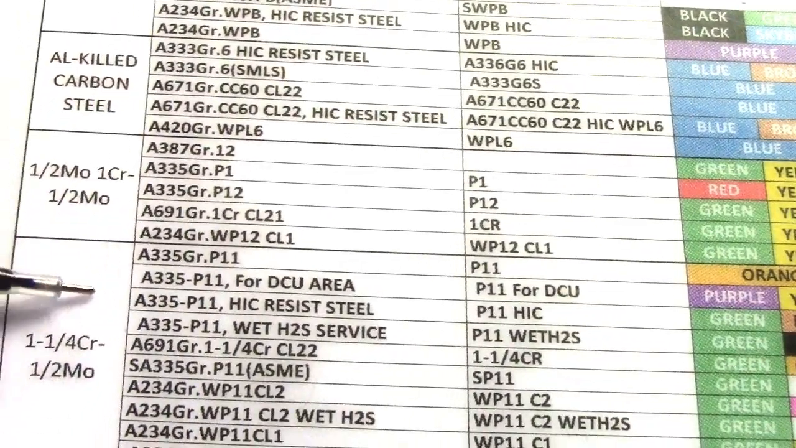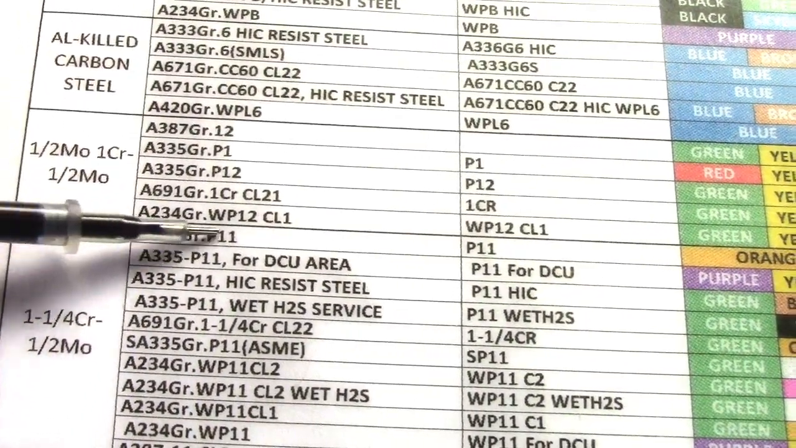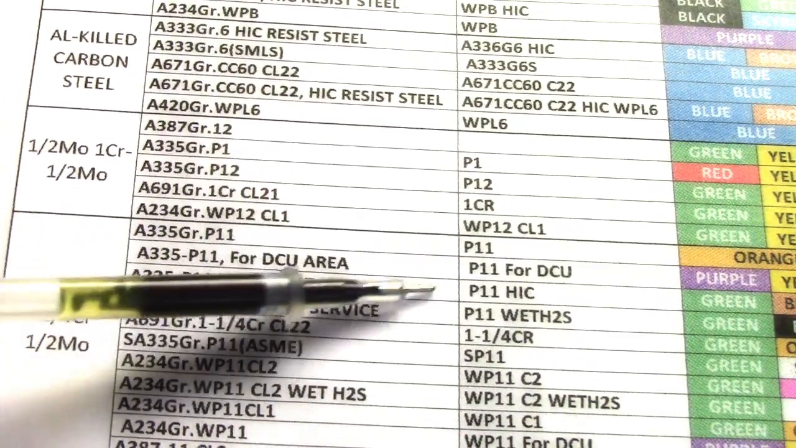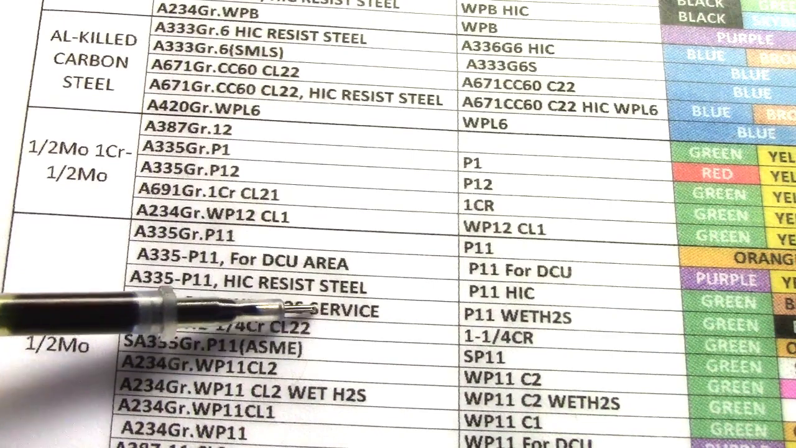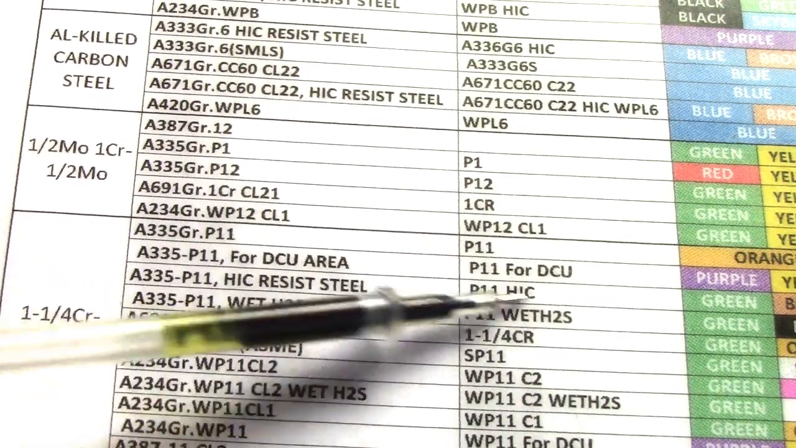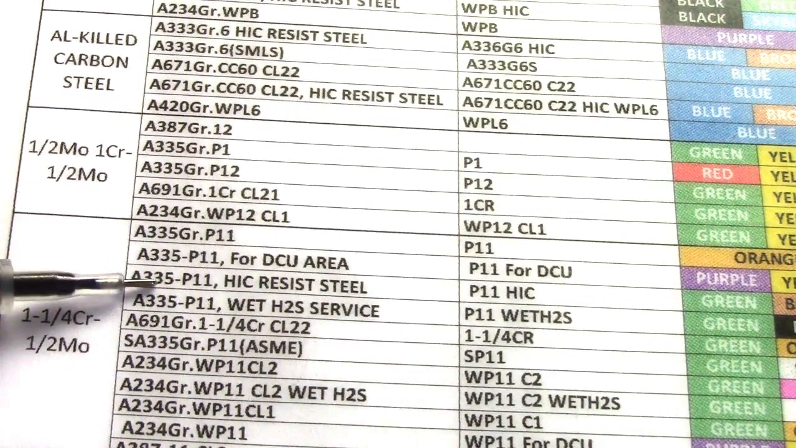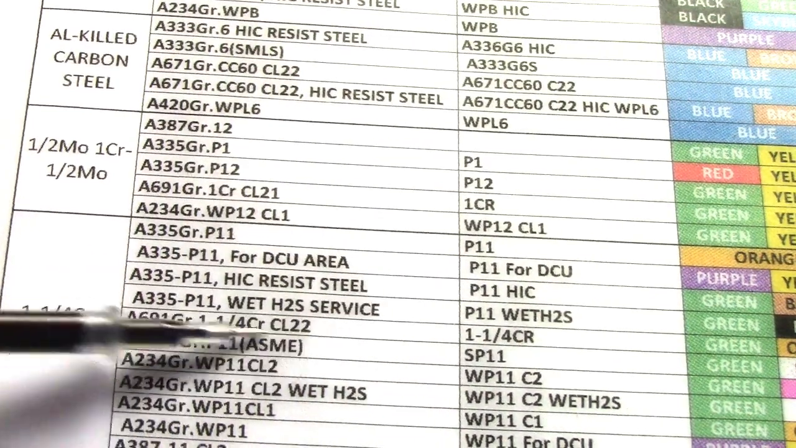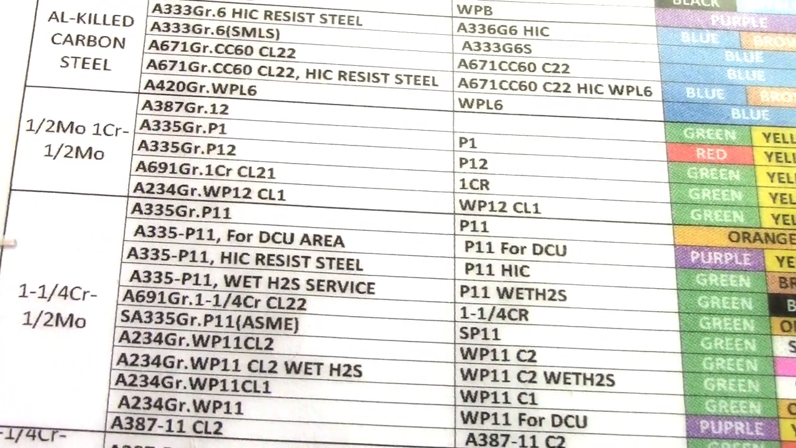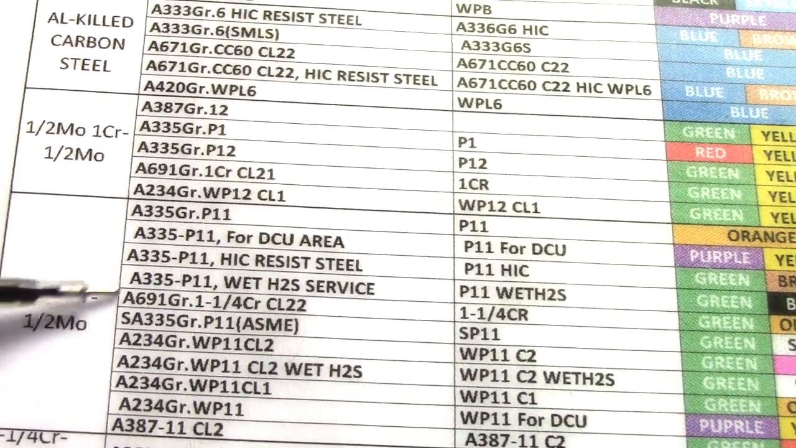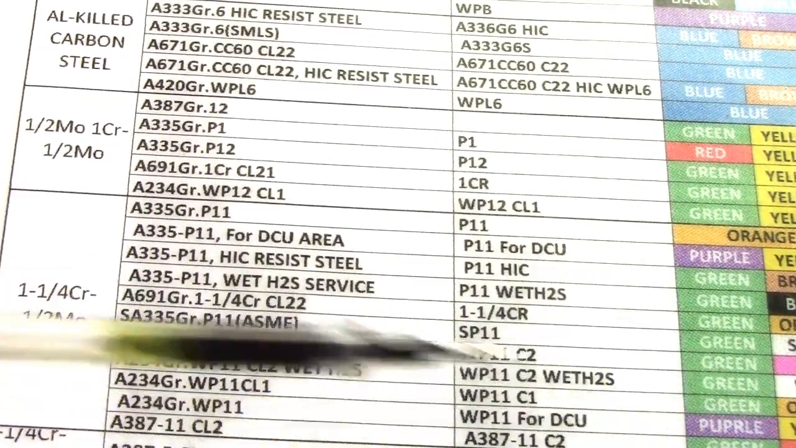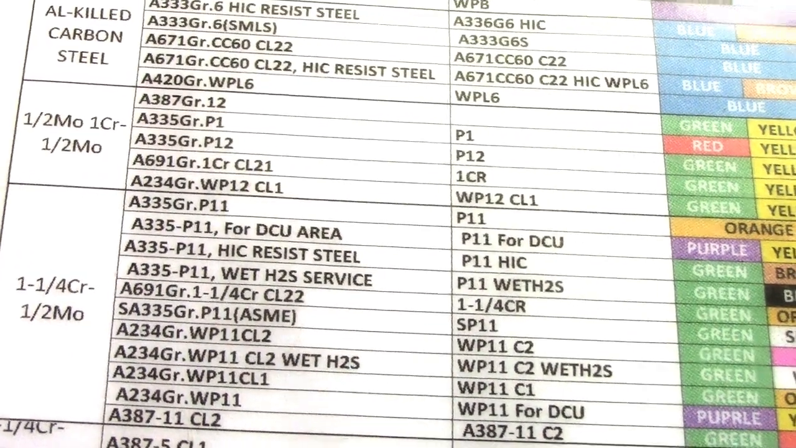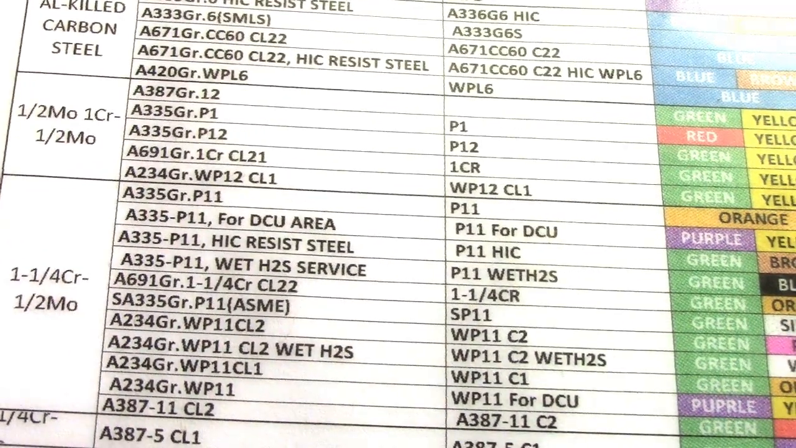Next is for alloy steel P11, orange. Okay, A35 P11. So this is all green for this P11 HIC resist steel, all green. Okay, for these materials, all this one is color coding according to the ASME. Okay guys, next materials.